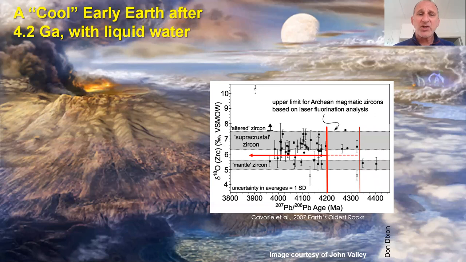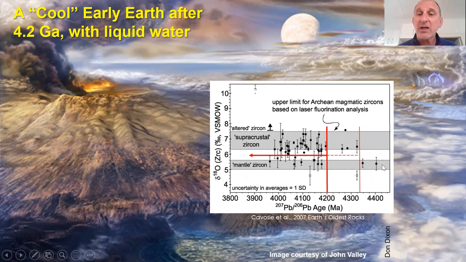Studies on those ancient Jack Hills zircons suggest that the oceans had started to rain out by at least 4.2 billion years ago, maybe even a bit earlier. This is the isotopic record that Aaron Cavosie and others identified.